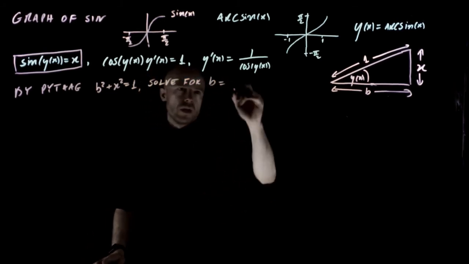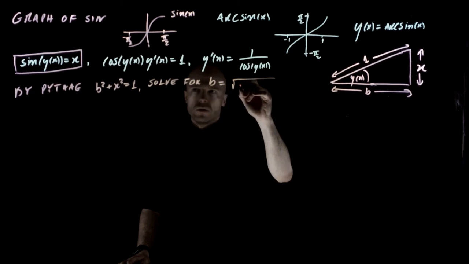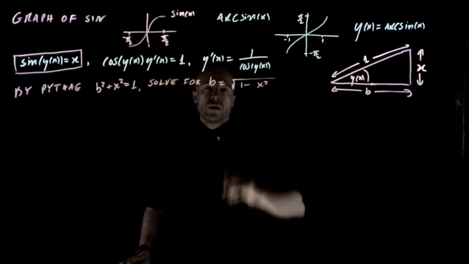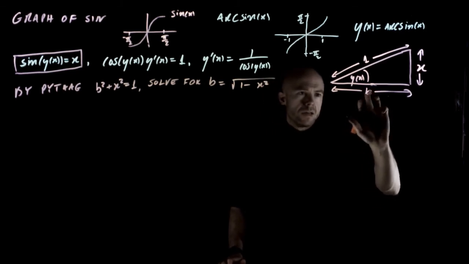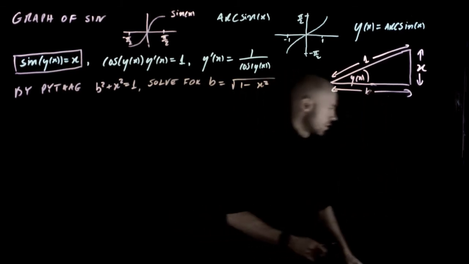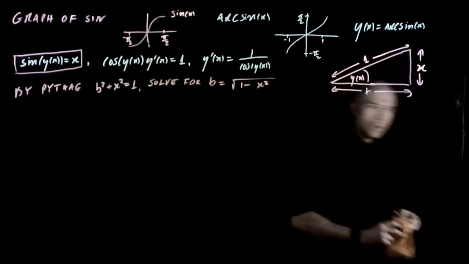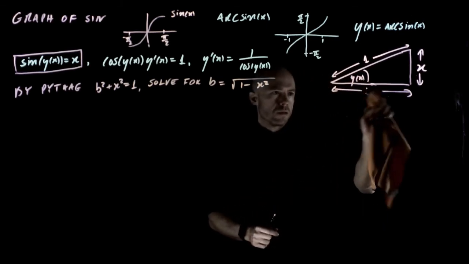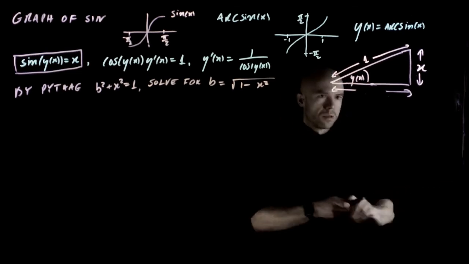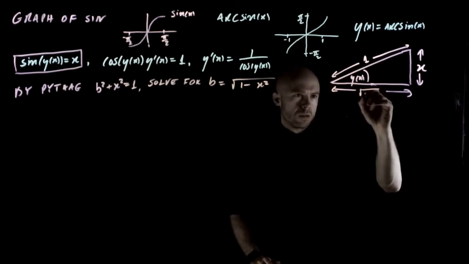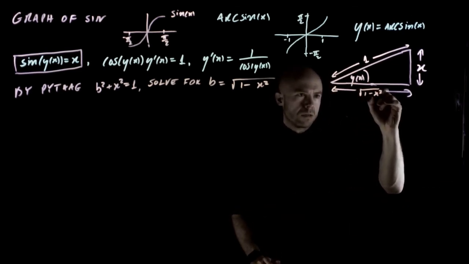And we have that b is the square root of 1 minus x squared because we want the positive solution. So this quantity right here is just the square root of 1 minus x squared.